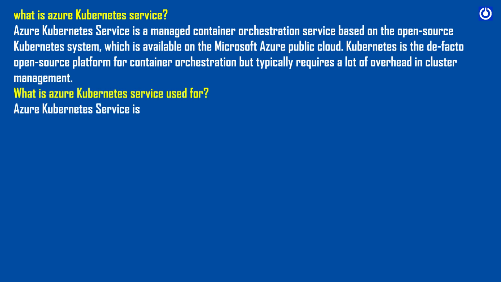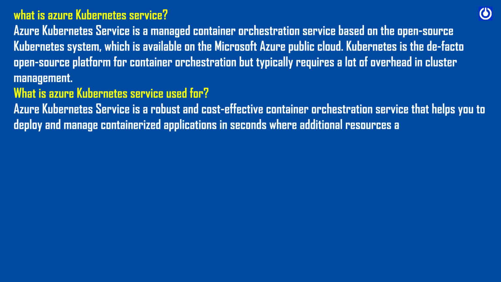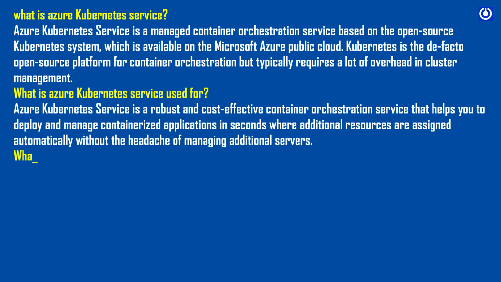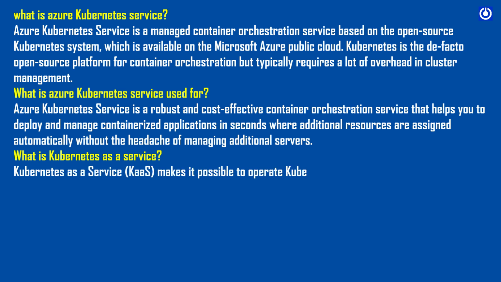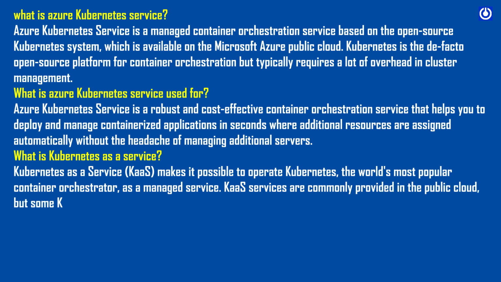Azure Kubernetes Service is a robust and cost-effective container orchestration service that helps you to deploy and manage containerized applications in seconds, where additional resources are assigned automatically without the headache of managing additional servers. What is Kubernetes as a service? Kubernetes as a service, KaaS, makes it possible to operate Kubernetes, the world's most popular container orchestrator, as a managed service. KaaS services are commonly provided in the public cloud, but some KaaS platforms can also be deployed on-premises.